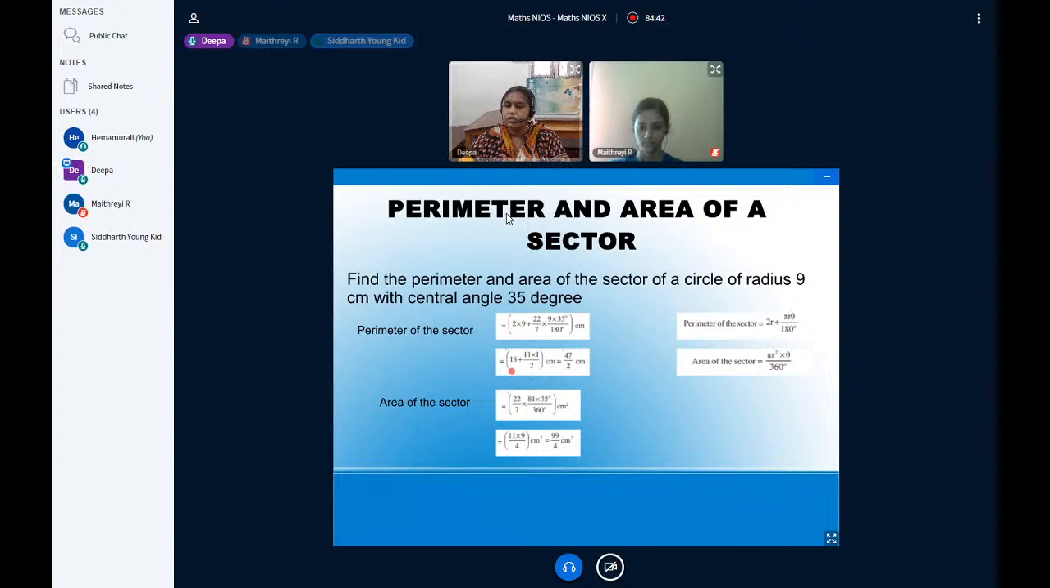Then area of the sector. What is the formula to find the area of the sector? Pi r square into theta by 360 degree. What is the value for pi? 22 by 7 into r is 9. So r square is 81 into central angle 35 degree by 360 degree. Reducing the terms, we'll get 11 into 9 by 4. The 99 by 4 centimeter square is the area of the sector. Clear? Any doubts? No, miss.